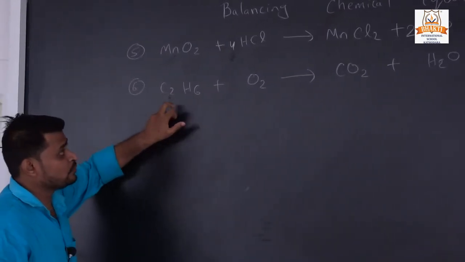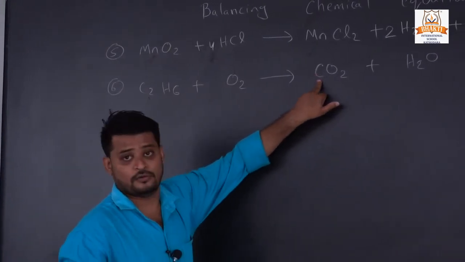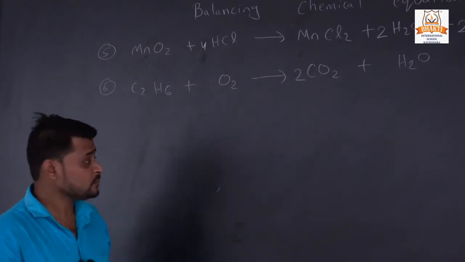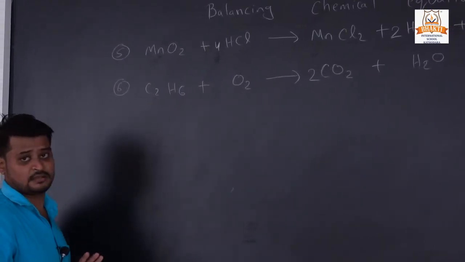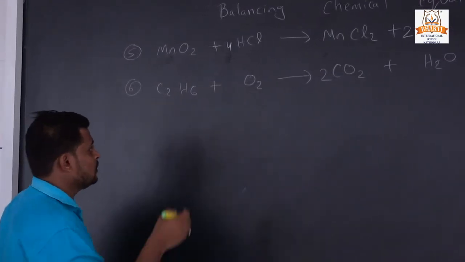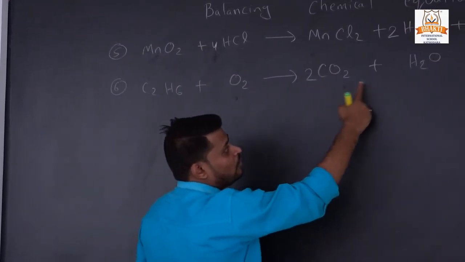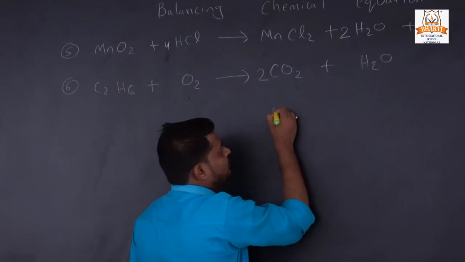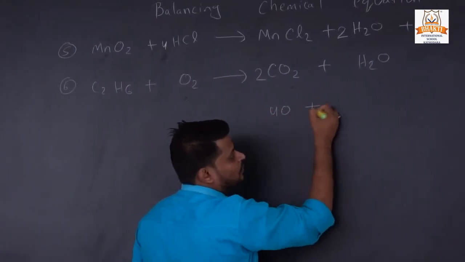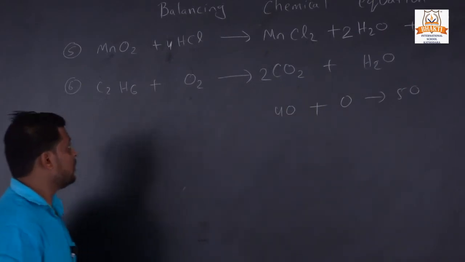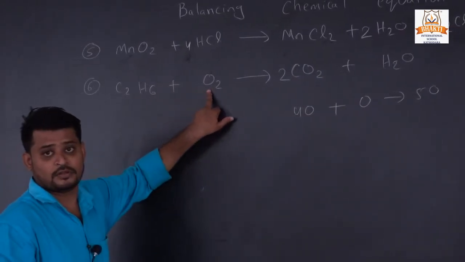Here carbon 2, here also carbon 1. So we should multiply here by 2. So the non-metal is balanced. Then oxygen: here oxygen 2, here oxygen 4 plus 1, which is 5 oxygen, and here 2.